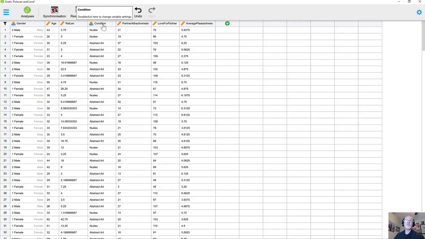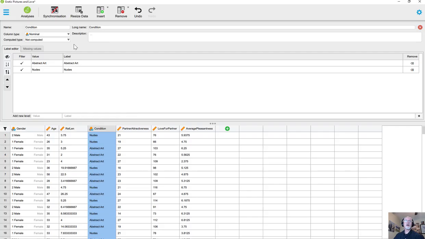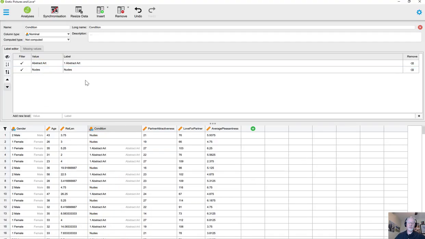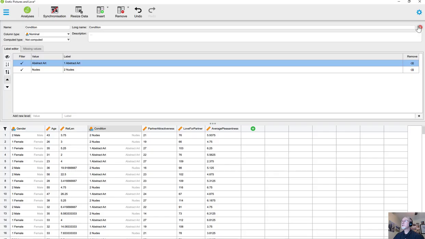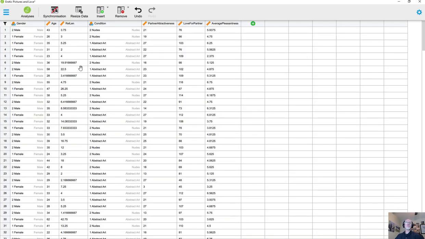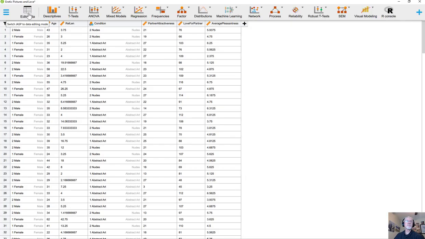I'm going to do the same thing for condition, so double left click, go to the variable labels and put in 1 for abstract art and 2 for nudes. Click someplace else and apply, and now we're all set up. Let's go to our analysis.